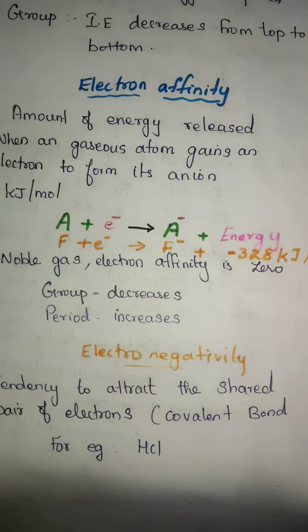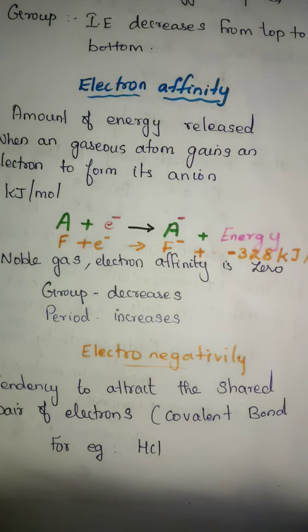So when an electron is added to a gaseous atom in its neutral state, it gains that electron and forms an anion. We know that. But at the same time, there will be an energy change in that atom. It releases a certain amount of energy, which is measured in kilojoules per mole.